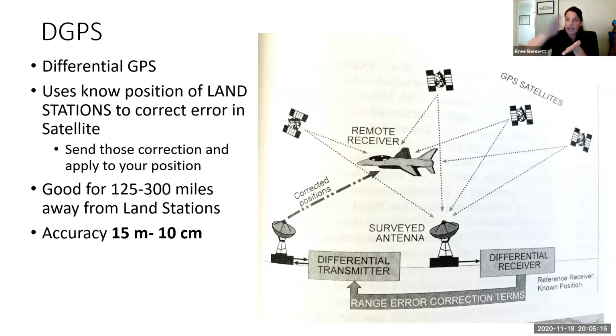That time calculation of how long it took for me to receive it, I'm going to send that correction back to the satellite. So when it's receiving signals from all of these other boats, it can apply that correction. Essentially, you're getting a corrected signal because it has these land or fixed receivers, and it is much more accurate. We get 15 meters to 10 centimeters accuracy, which is incredibly accurate.